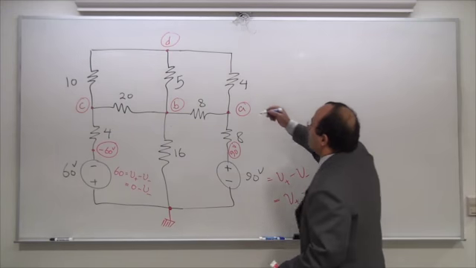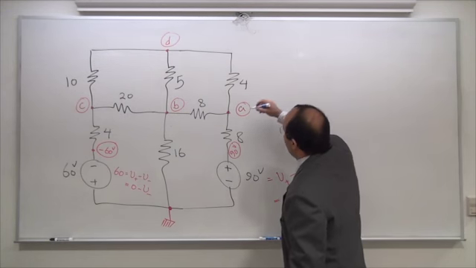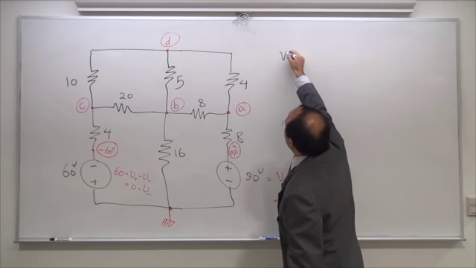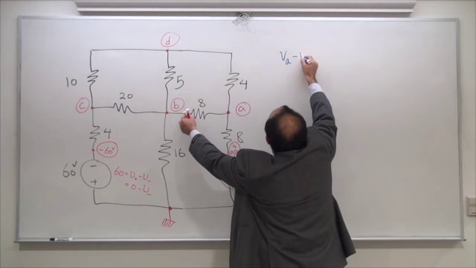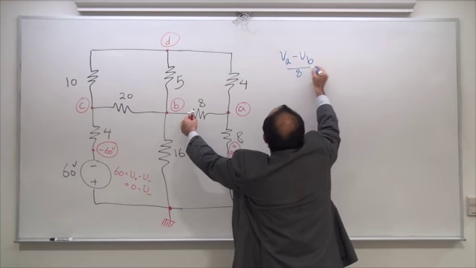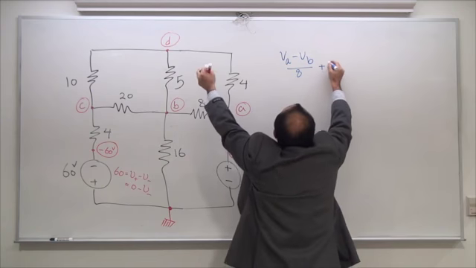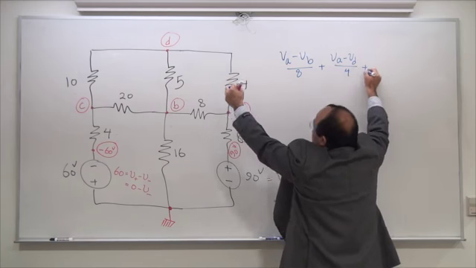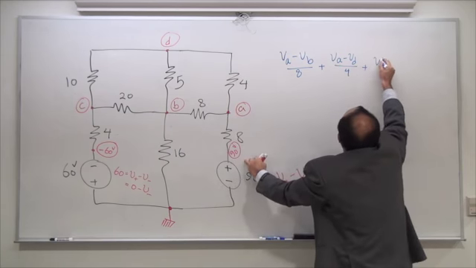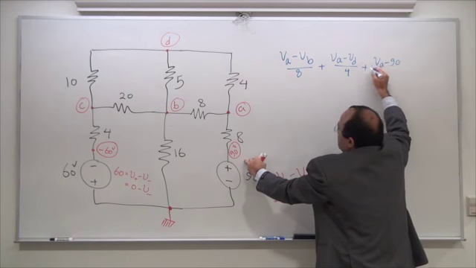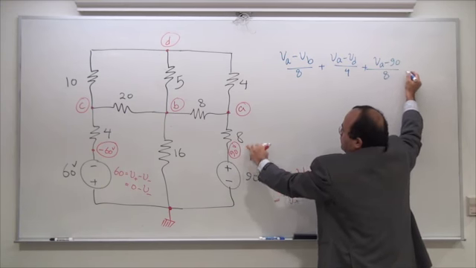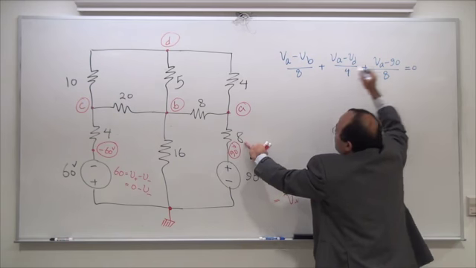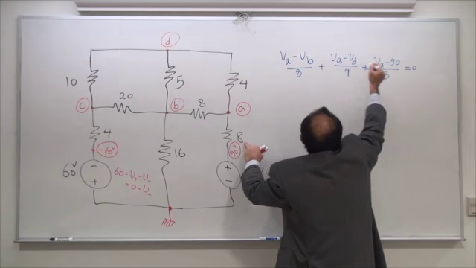Let's begin. Node A is the biggest one. VA minus VB divided by 8, VA minus VD divided by 4, VA minus 90 divided by 8. This 8 is equal to 0. 3 components attached, 3 terms you have.